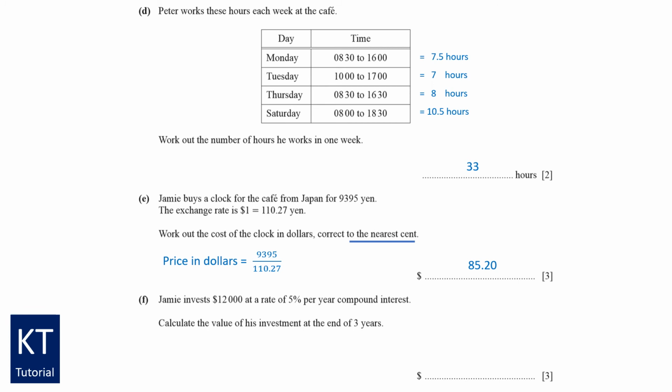Question 1F. Jamie invests $12,000 at a rate of 5% per year compound interest. Calculate the value of his investment at the end of 3 years. The required value is Jamie's capital multiplied by 1.05 to the power of 3.